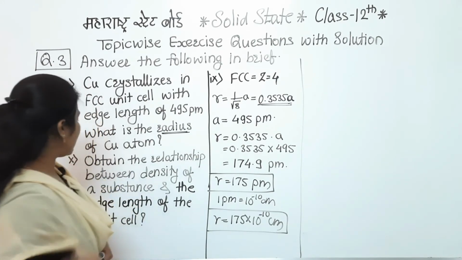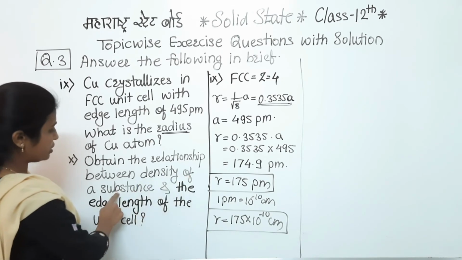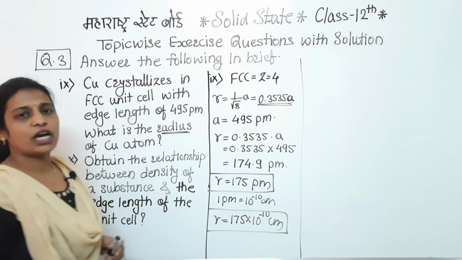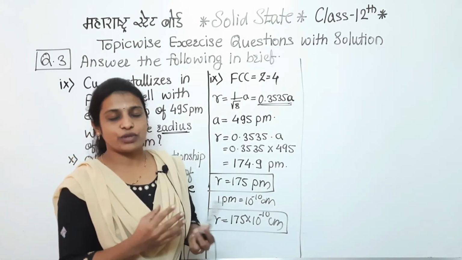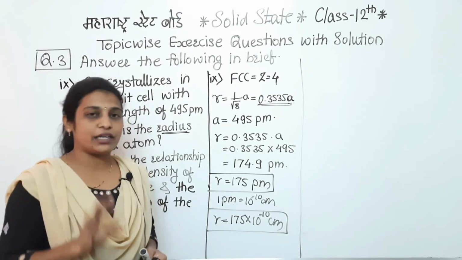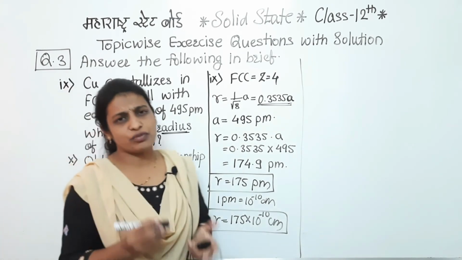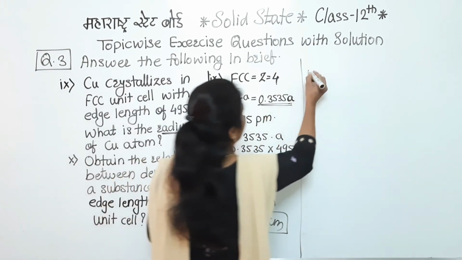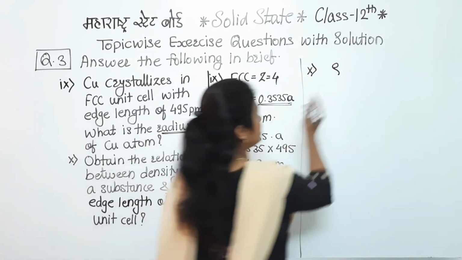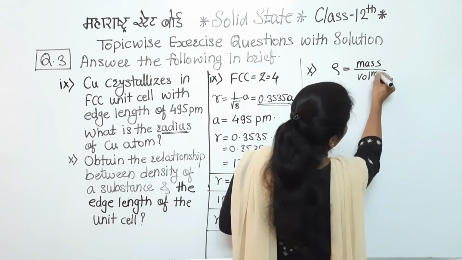What is question number 10? Obtain the relationship between density of a substance and the edge length of the unit cell. Means simply we have to tell what is the relation. Means we have to write what is the relation between density, mass and volume, but related to the unit cell. For that, firstly we will discuss the formula for density. As we know, density we can denote by rho or d. So density is equal to mass upon volume. That is the well-known formula for us.